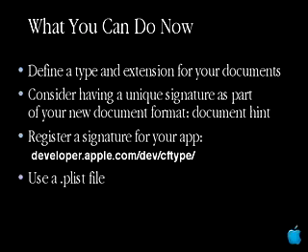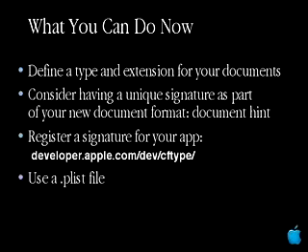So a few things for you to do. Define a type, but also think about an extension for your documents. Again, we want to play nice with all the file systems and operating systems out there. You should consider having a unique signature for your application. I'm sorry, well, that's true for your application, but also for your document format. If it's an existing document format, you may not have this option. But if it's a new one, really think about it.